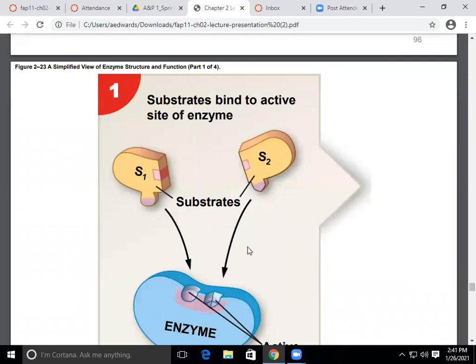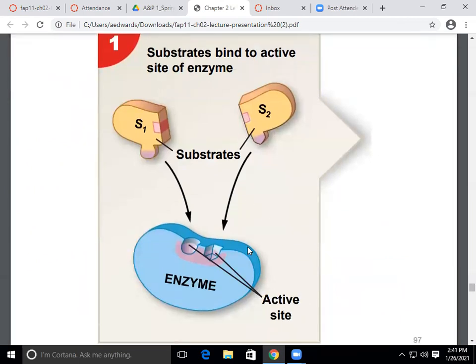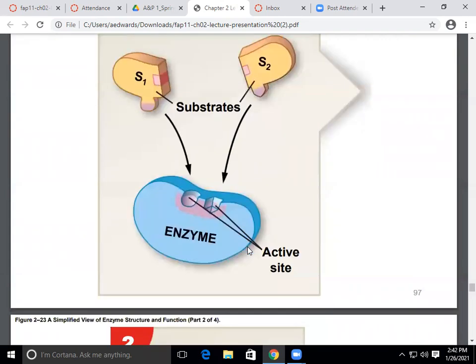All right. So first step in this reaction, the substrates, these are your reactants. They've got to bind to the active site on the enzyme. Remember the enzyme is where the action happens, right? And specifically on the active site. So that's the enzyme's role, to bring the parties together. It's the facilitator. All right. And again, specific, they've got to fit. If they don't fit, they don't get to be a part of the party. Okay.